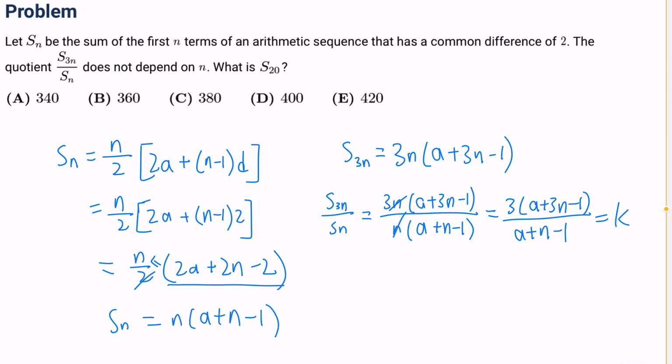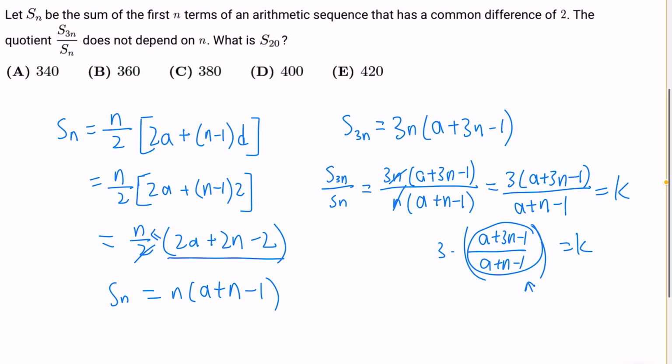So if k does not depend on n, then that means that k is going to stay the same no matter what n is. So that means the inner fraction here, because we have a 3, so we can take out the 3 to get 3 times (a plus 3n minus 1) over (a plus n minus 1). So this inner fraction right here must be a constant, not changing with n. So we're going to focus on this inner fraction right now.